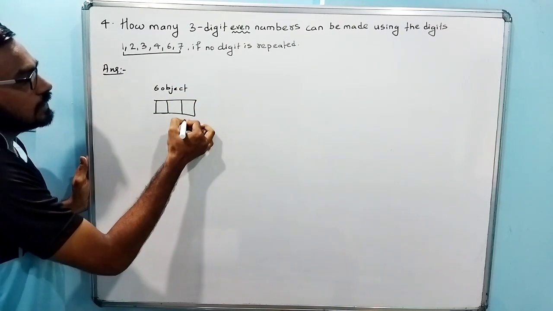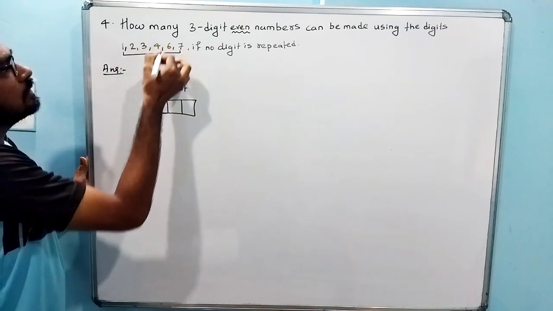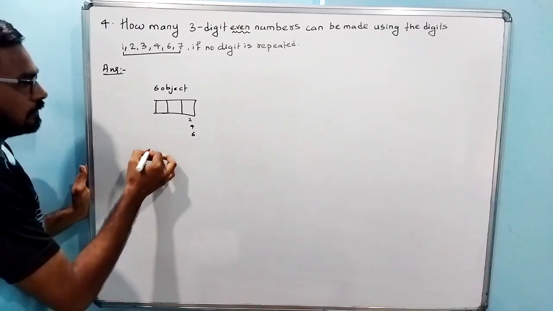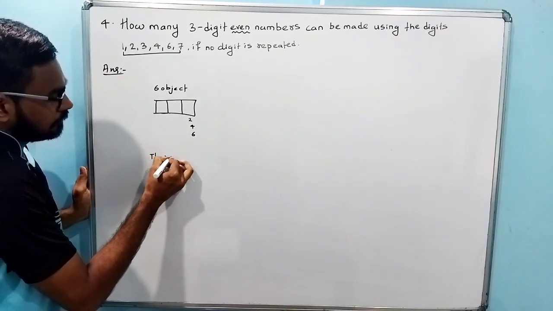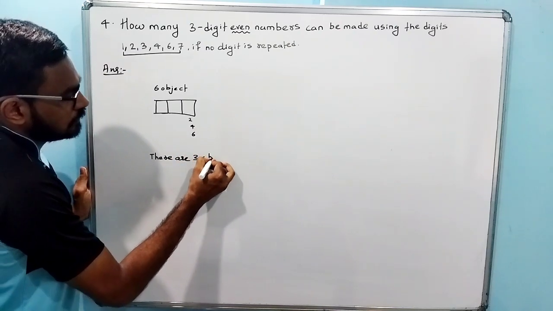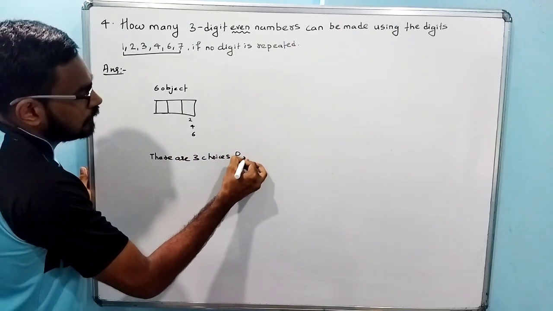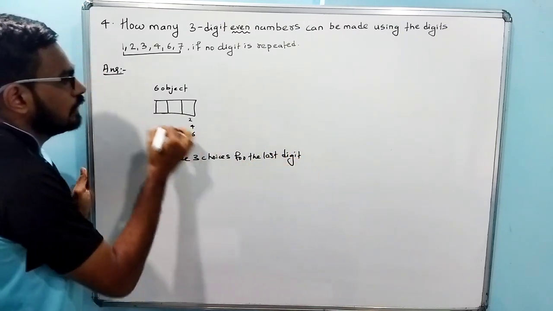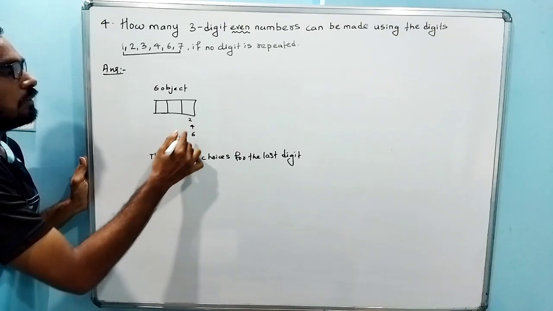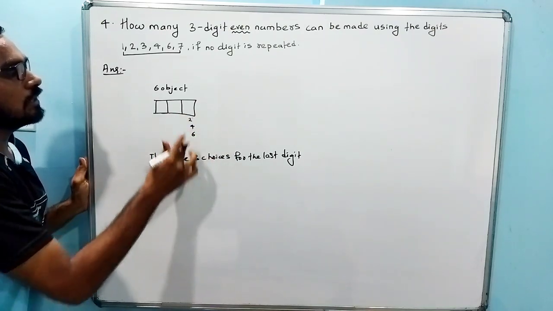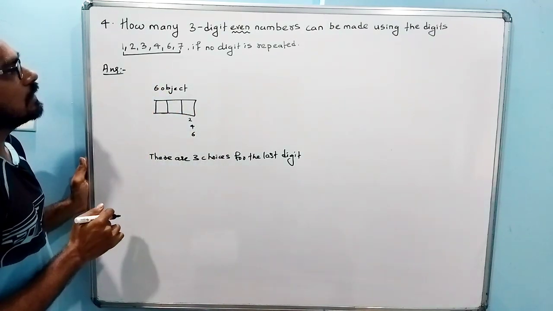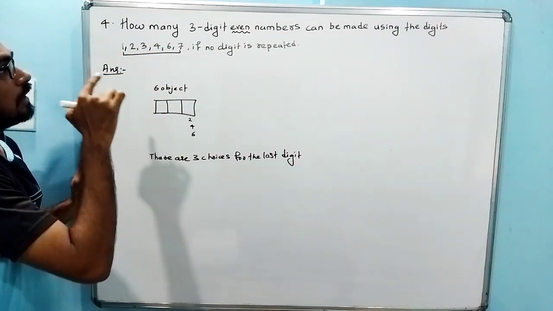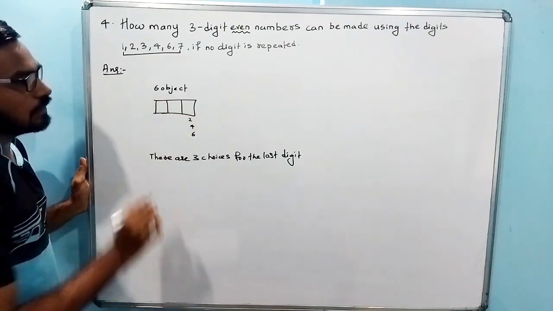So the last digit can be selected in how many ways? 2, 4 and 6. So there are only 3 choices for the last digit, and then the remaining 2 digits. Now if I selected any one of these, 2, 4 or 6, how many digits are remaining? The total 5 digits remain, and 2 places are remaining.